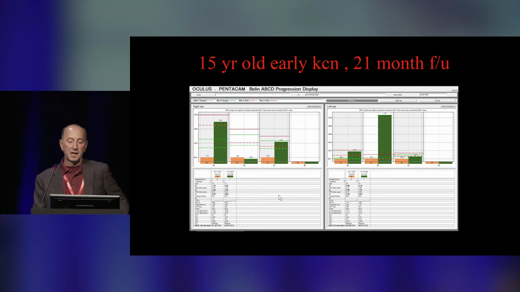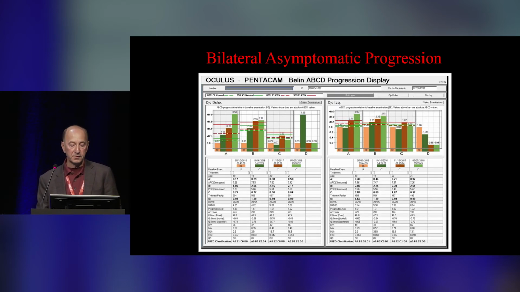This is an interesting example. This is a 15-year-old with early keratoconus, very early disease, but notice by this exam, statistically significant change on the anterior surface, but not on the posterior surface, but on the other eye, only on the posterior surface, not on the anterior surface. So again, really the importance of measuring all anatomical layers.